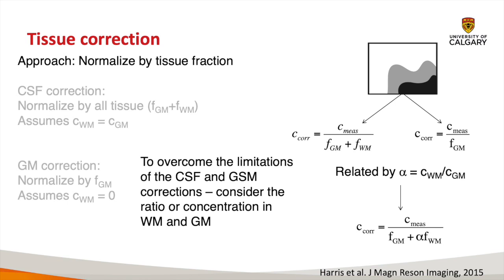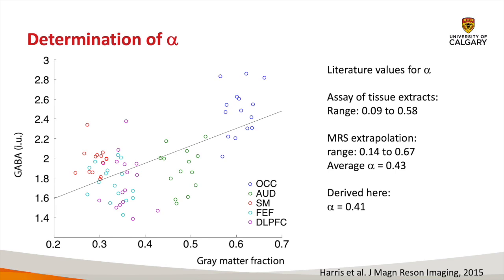So the next question is, what do we use for alpha? We look at the literature to begin with, and looking at studies of tissue extracts, we see a range of alpha values between 0.09 and 0.58. But this isn't quite accurate, because MR measurements of GABA are going to be different than what you see with the tissue extract, and in particular we've got that MM contamination issue to deal with. In in vivo studies, there's also a wide range of alpha values if you extrapolate based on the fraction of gray matter or the fraction of white matter in a voxel.